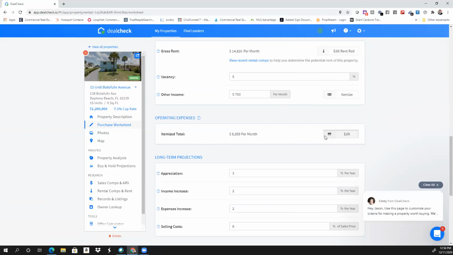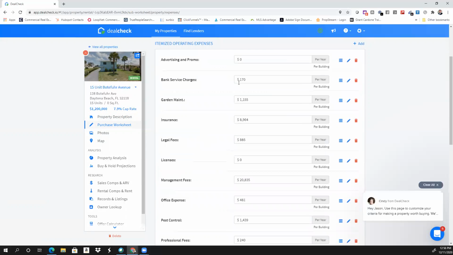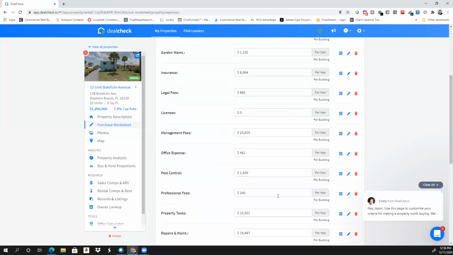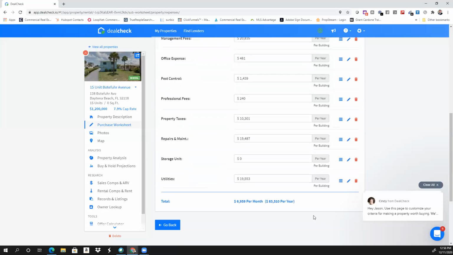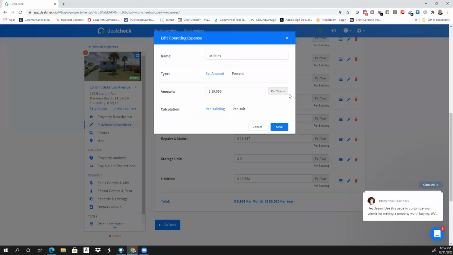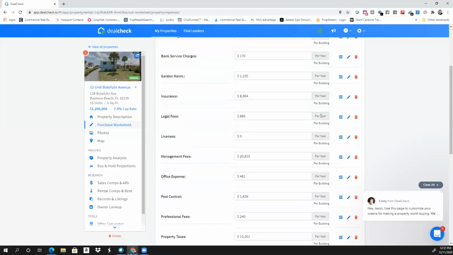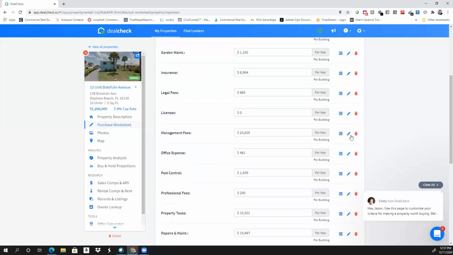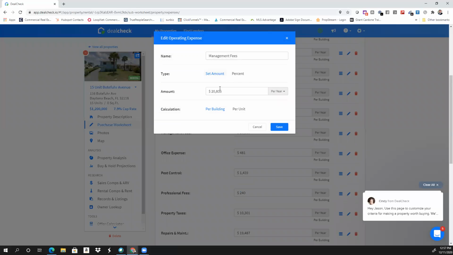So here's the itemized expenses, guys. Okay, this is, again, the most important part. And sometimes it's not pretty, but guess what? That's going to tell you the evaluation. So utilities, this is per year, and you can change it here if you want to do per month. Okay, you can do it as a percentage. I switched some of these. If it's a management fee, I think I did a set amount because I had his numbers. Again, I had it right here.